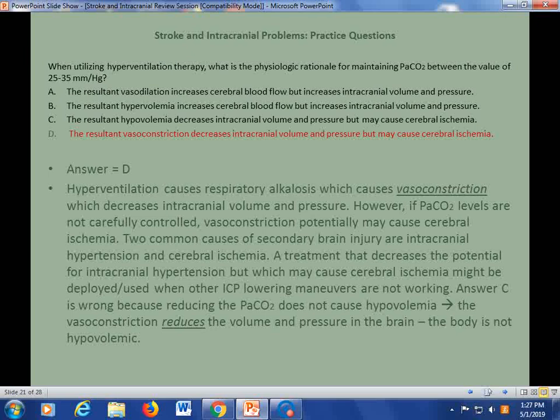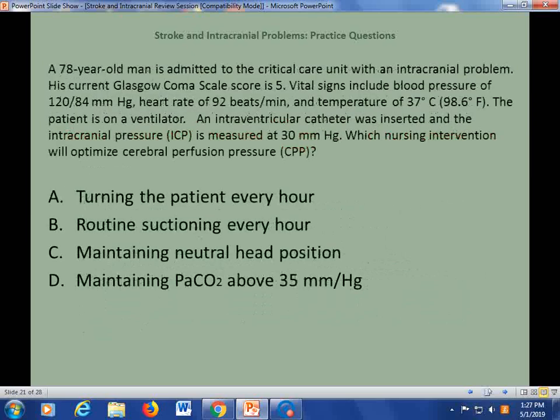So that's why that value of 25 to 35 is kept or maintained, because it has to be just right, very particular to ensure the safety of the patient and that we don't cause harm and that we're actually giving them the benefit. A 78-year-old man is admitted to the critical care unit with an intracranial problem.